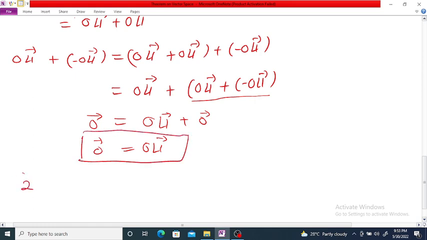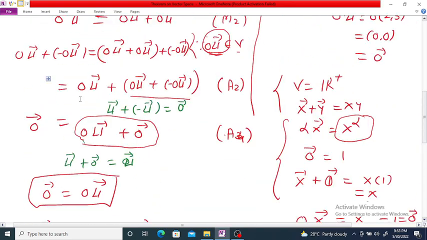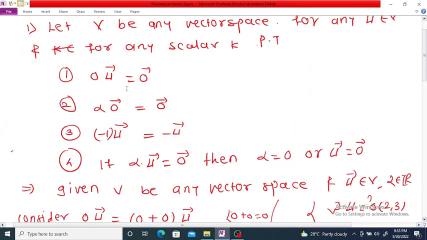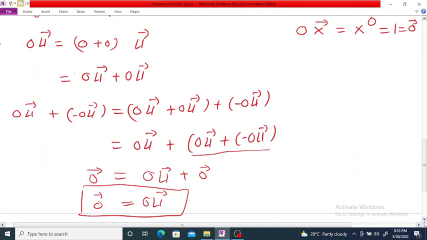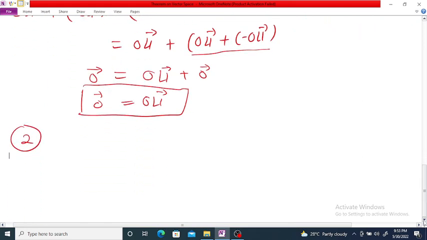Now the second proof. What we want to prove here in the second is alpha into 0 bar is equal to 0 bar. So number 2, alpha into 0 bar is equal to 0 bar.